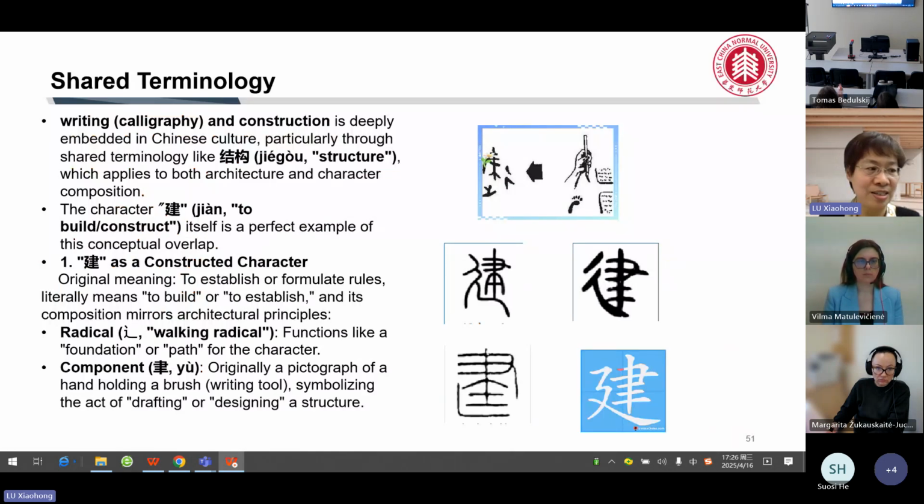Okay. So writing actually is a kind of construction. The writing and architecture share terminology, they have the same terminology. For example, in writing, we have the word 结构. The writing should follow its structure. And in architecture, you also should follow its structure. For example, the word 建, the meaning itself is construct. So that's an example of the overlap of building and writing, in both architecture and character composition. So here is the word 建. You have the walking radical, and here is 玉, meaning writing with the writing brush to design, to draft.